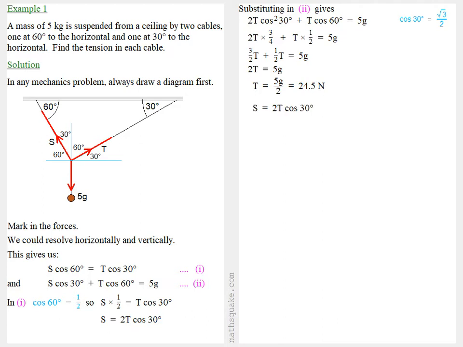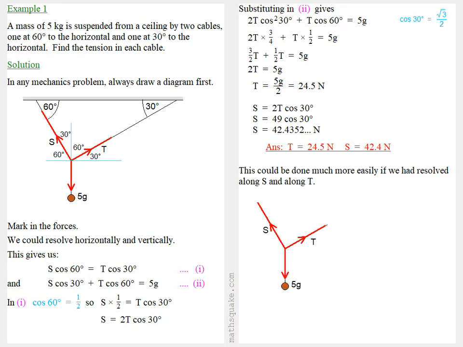Now we've also got S is equal to 2T cos 30. So S is equal to 49 cos 30. And if we work that out on a calculator, it comes out that S is 42.4352. So rounding it off, we've got an answer. T is 24.5 newtons and S is 42.4 newtons.